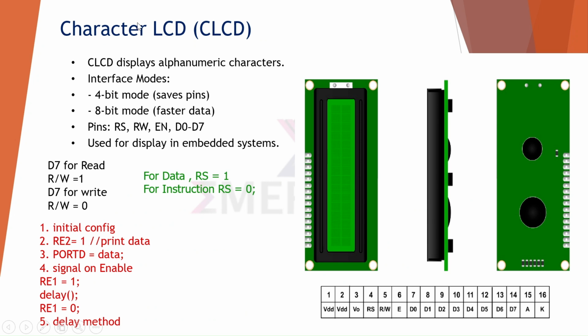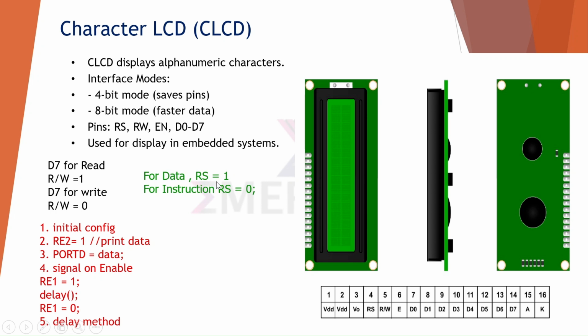Now we will discuss the CLCD, which is a character LCD. A character LCD displays alphanumeric characters. For interface mode, we have 4-bit mode and 8-bit mode. The pins are the RS pin, RW pin, EN pin, and D0 to D7 data pins used for display in embedded systems. It has 16 lines used for displaying. Here is the configuration of all these pins and lines of the CLCD. D7 is used for reading, so for read or write operations.